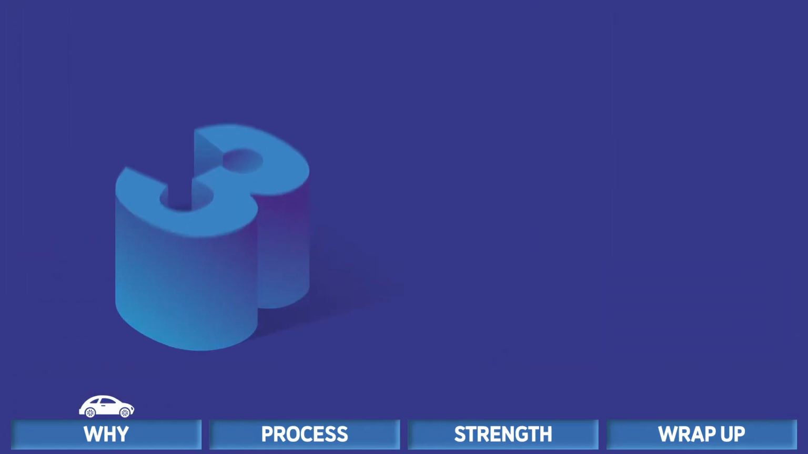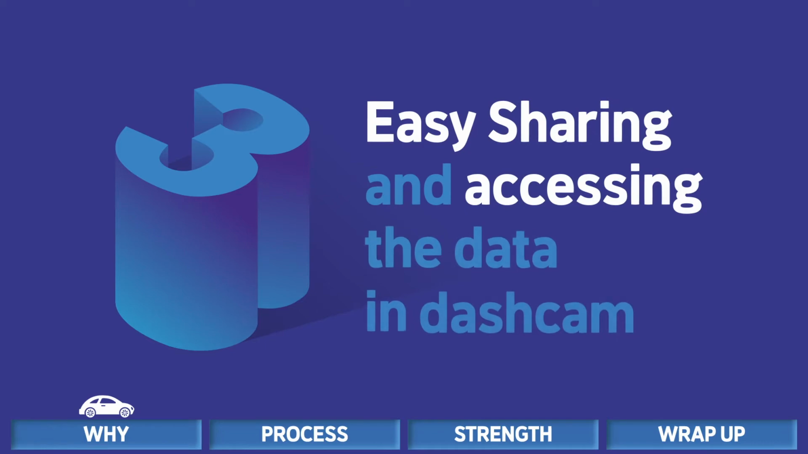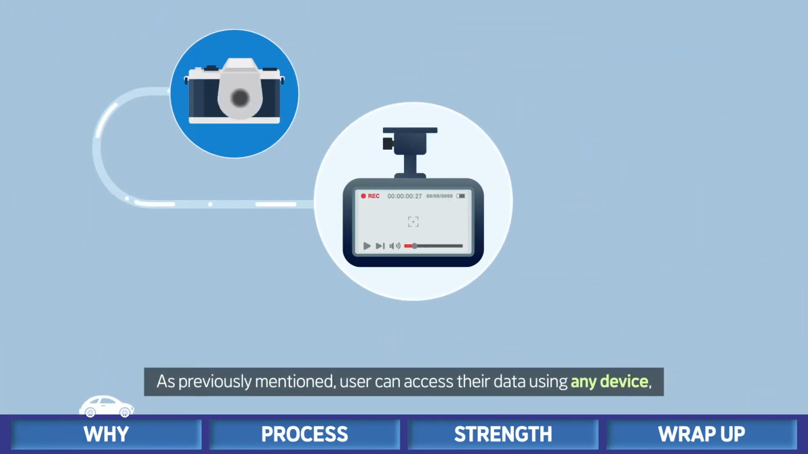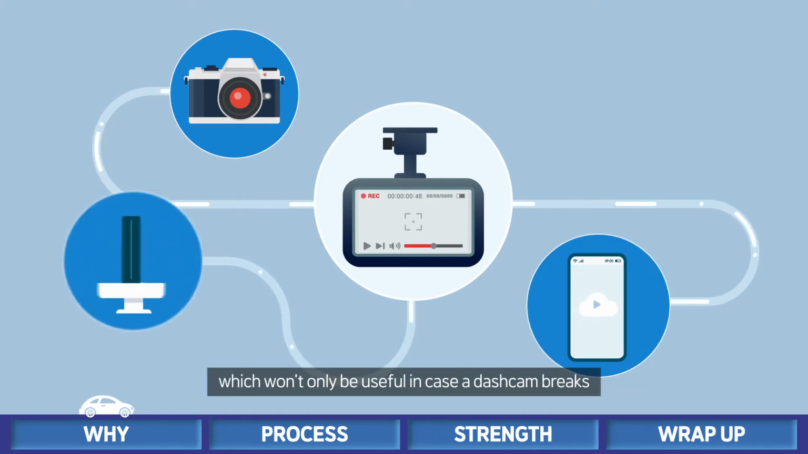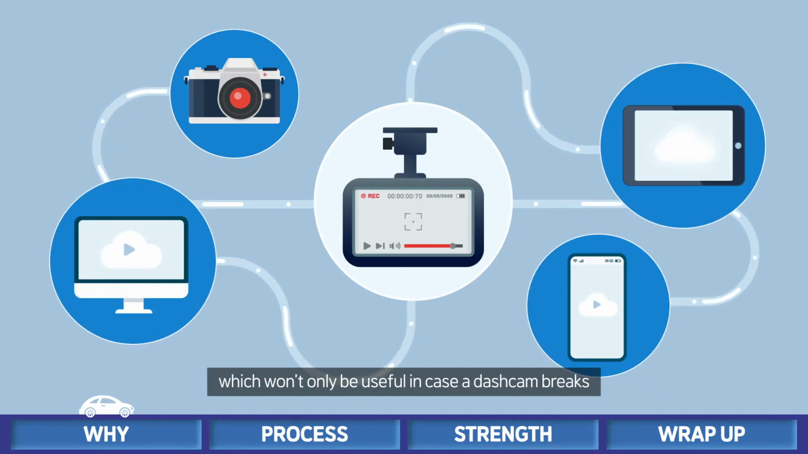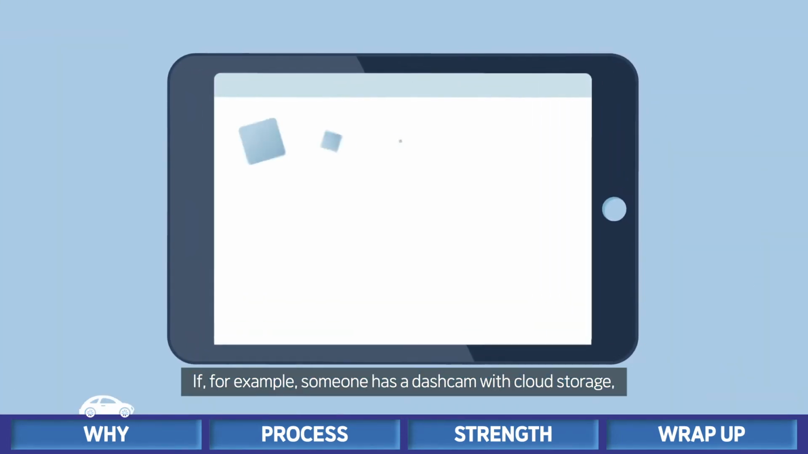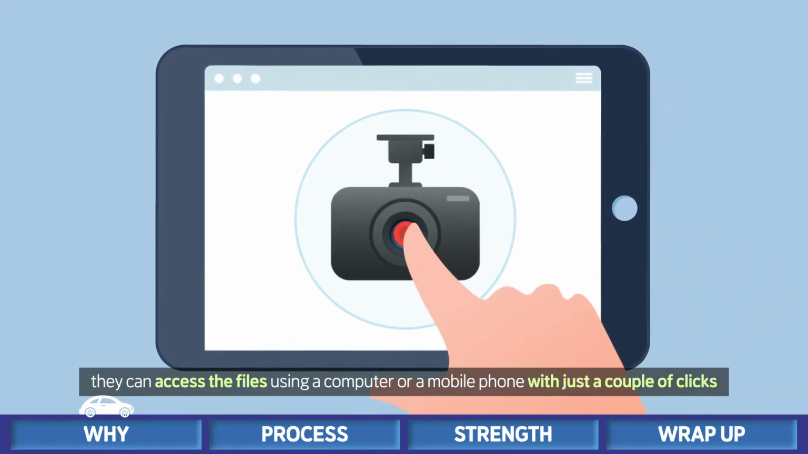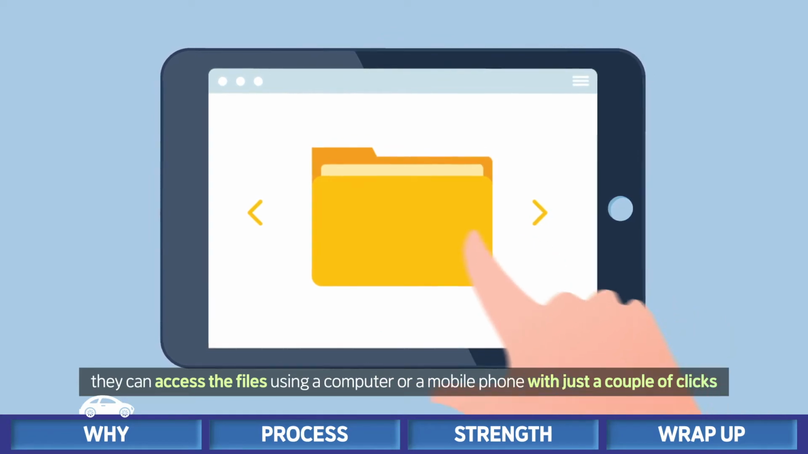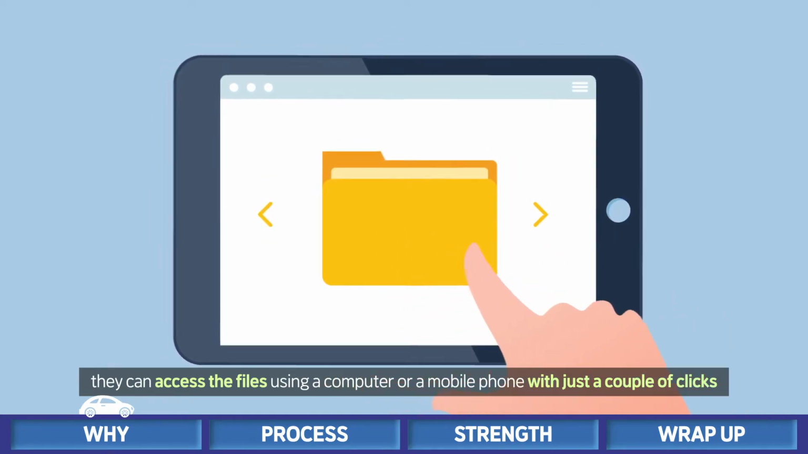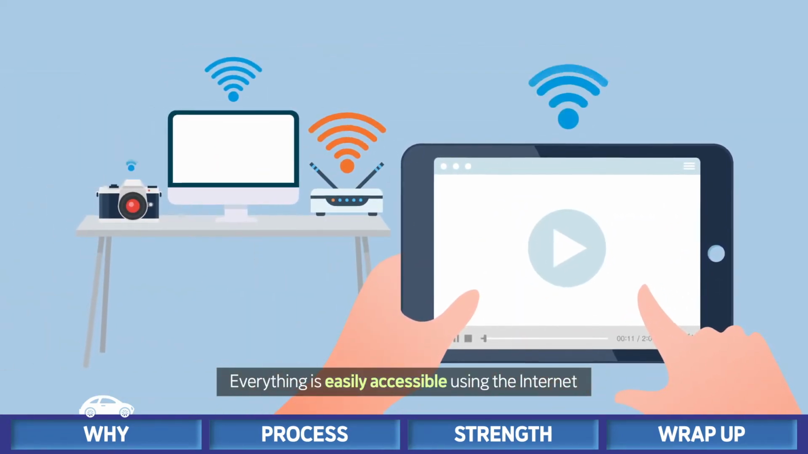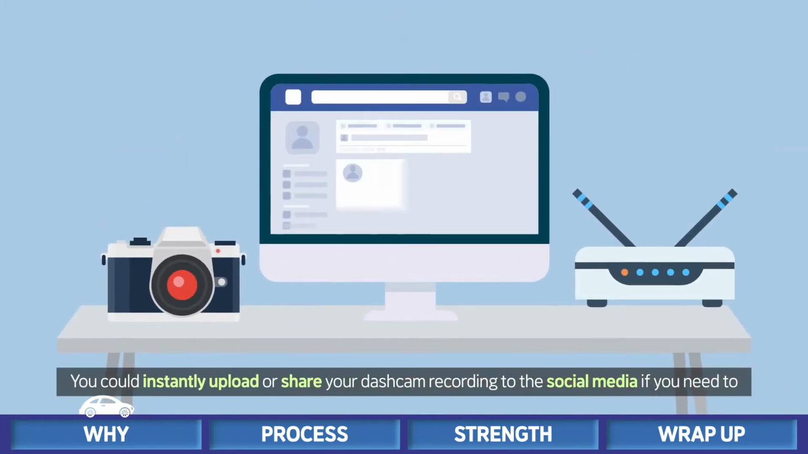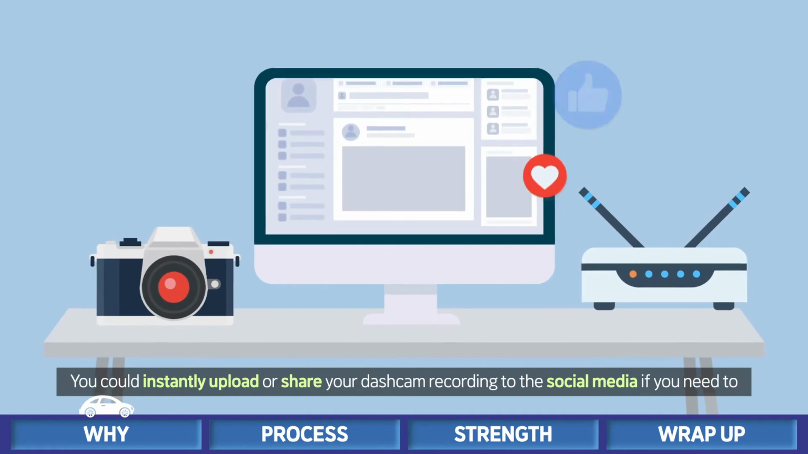3. Easy sharing and accessing the data in dashcam. As previously mentioned, user can access their data using any device, which won't only be useful in case a dashcam breaks. If, for example, someone has a dashcam with cloud storage, they can access the files using a computer or a mobile phone with just a couple of clicks. Everything is easily accessible using the internet. You could instantly upload or share your dashcam recording to the social media if you need to.